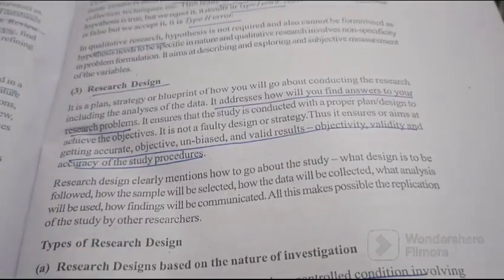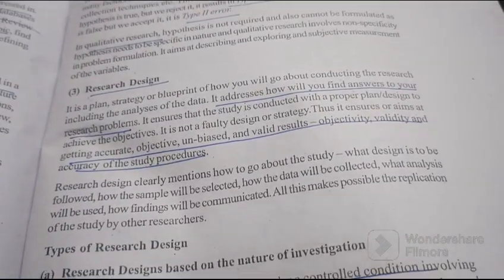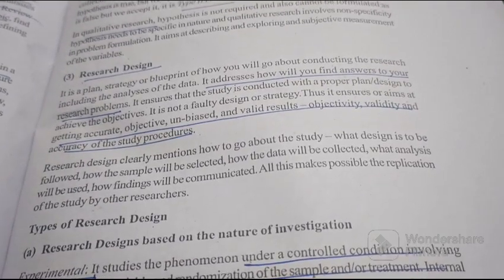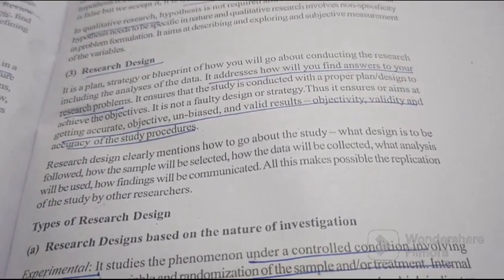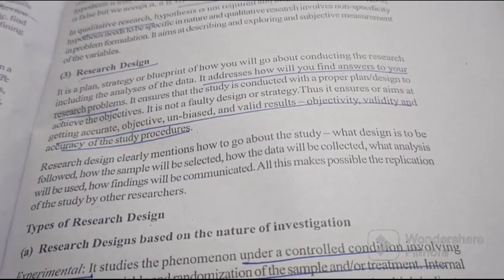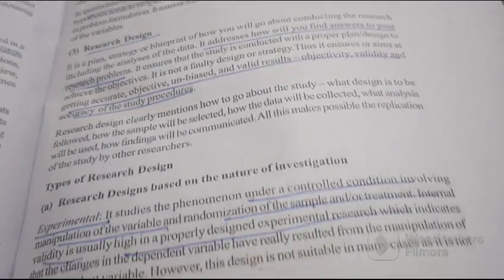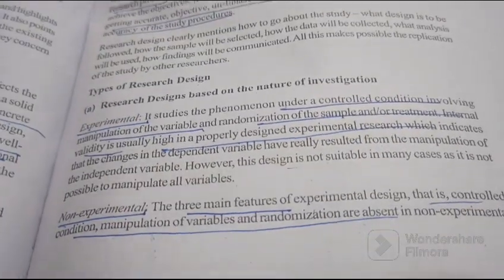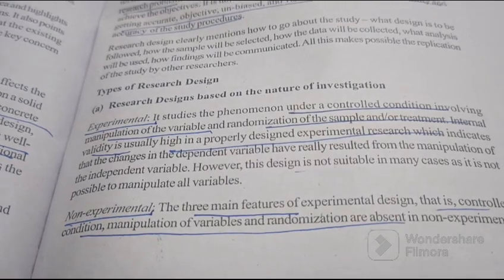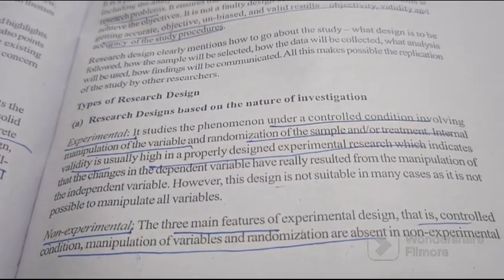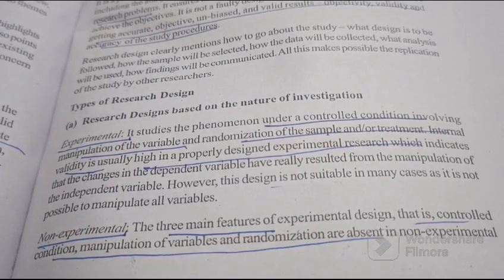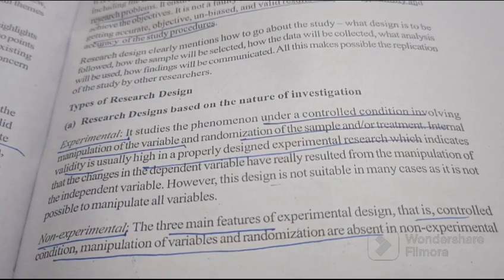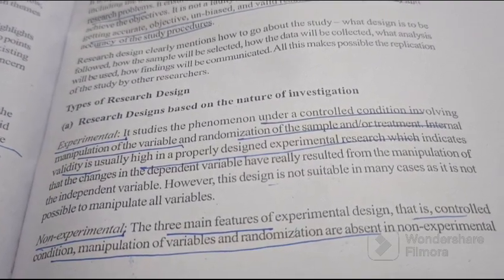Then third is the research design. This also we have studied in detail in the first year. So this design addresses how you will find the answers to your research problems. It aims at getting accurate, objective and unbiased results. So the types: first is based on nature of investigation, which can be experimental. Experimental studies the phenomena under controlled conditions, जहाँ पे variables का manipulation हो जाता है और samples randomize लिए जाते हैं. So internal validity is usually high in properly designed experimental research.